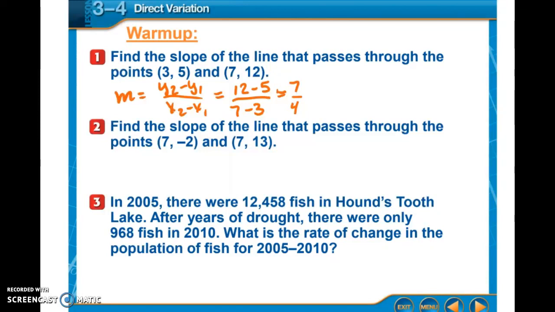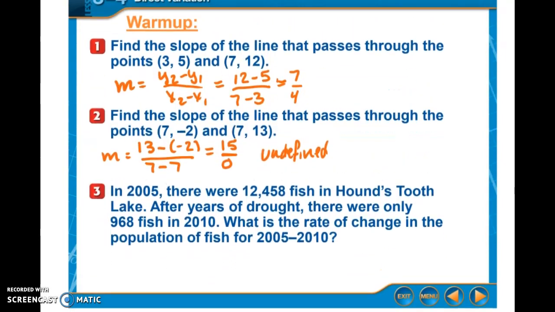The slope of this one is 13 minus negative 2 over 7 minus 7, so this equals 15 over 0, but 15 divided by 0 is undefined, because you can't divide 15 by 0.